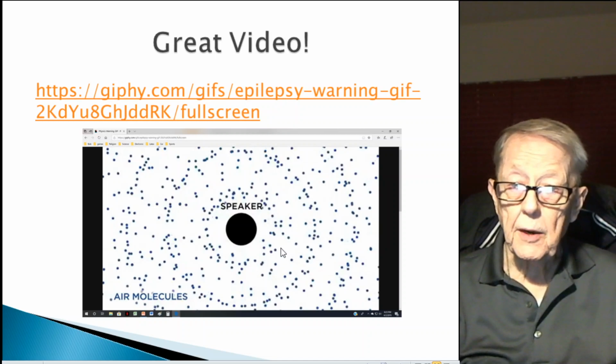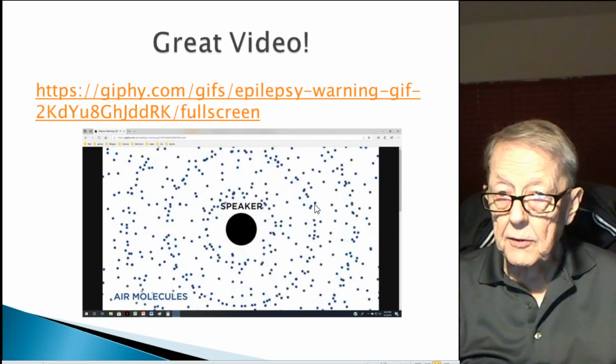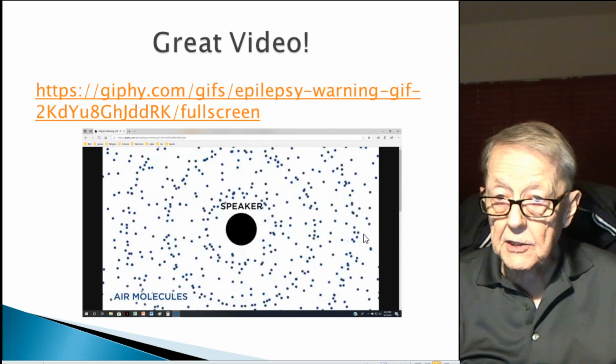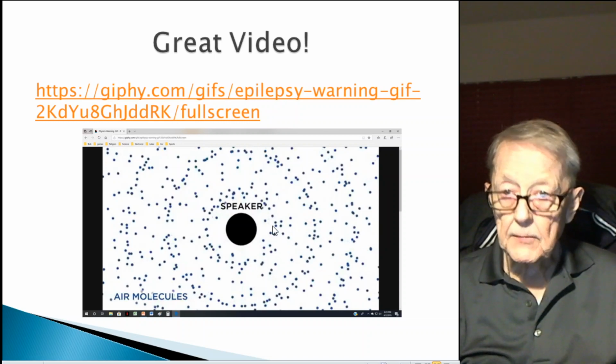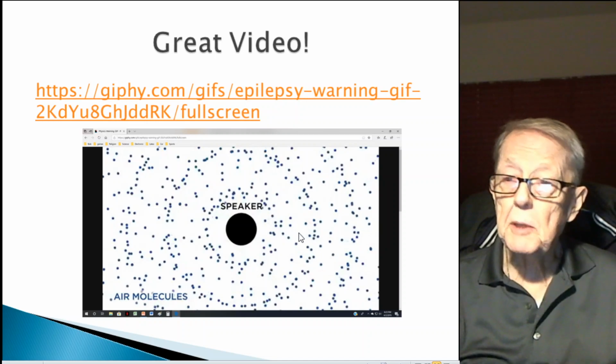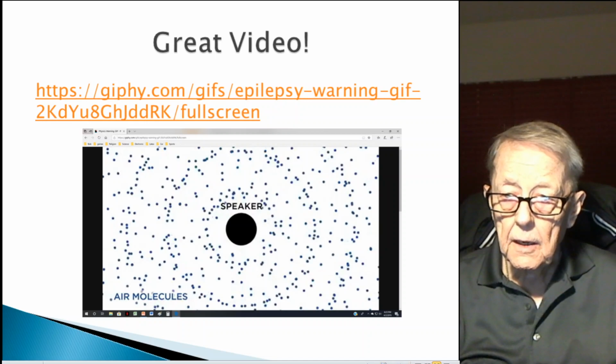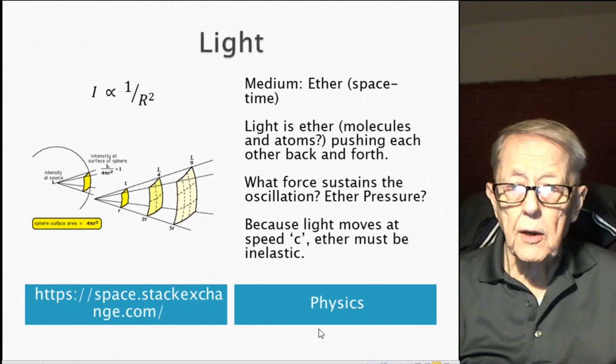And r squared talks about the intensity here is higher and it's less here and it's less there because of the dilution, but also because of other things. Okay, what about light?